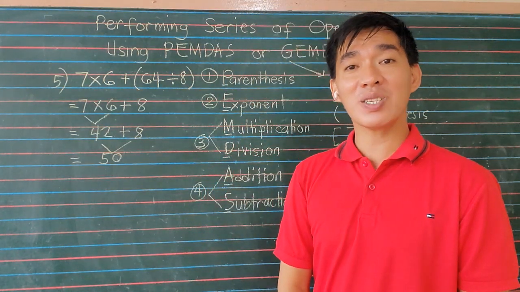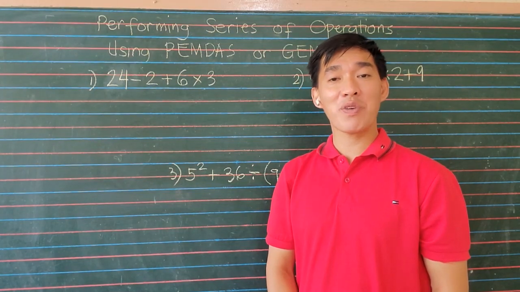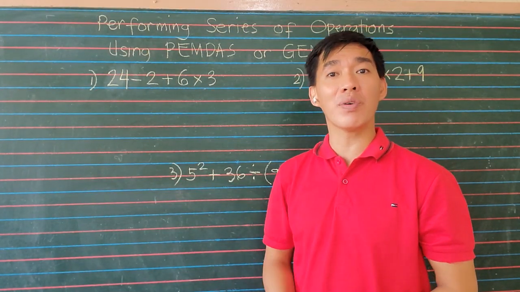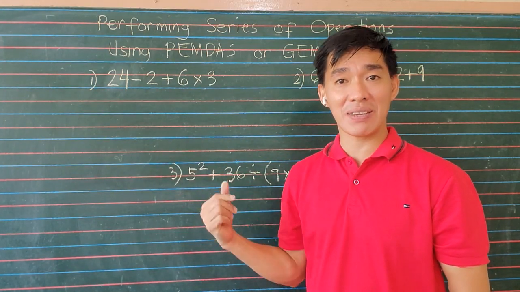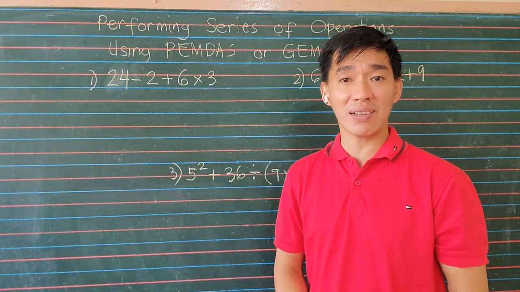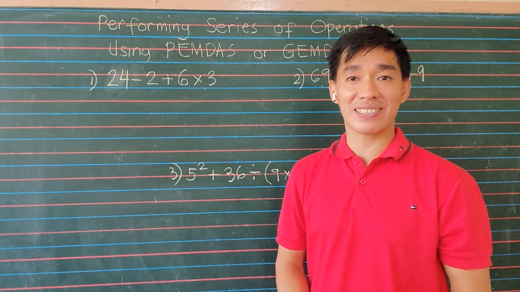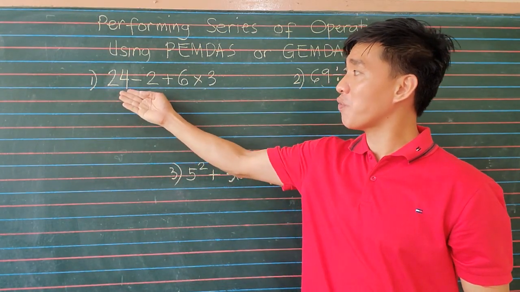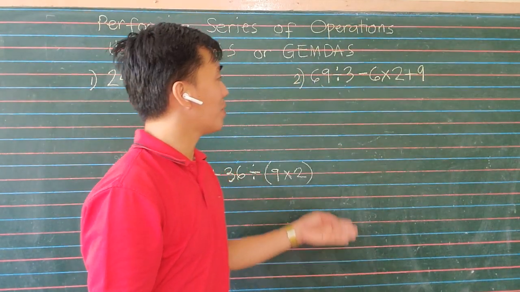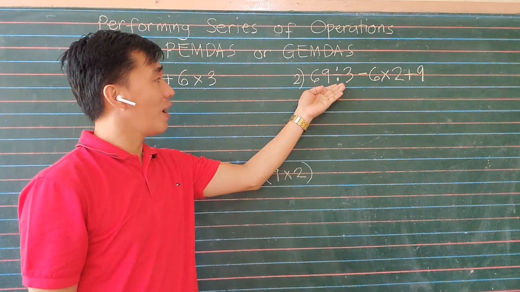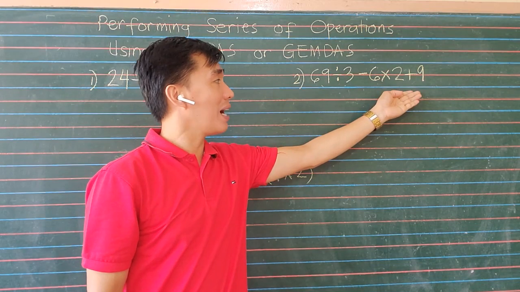So, who got a score of 5 in our activity? Let me now check if you already learned little by little our lesson for today. Of course, I do have your 3-item activity which will enhance your skills in operating problems with series of operations. Item number 1, 24 minus 2 plus 6 times 3. For item number 2, 69 divided by 3 minus 6 times 2 plus 9.